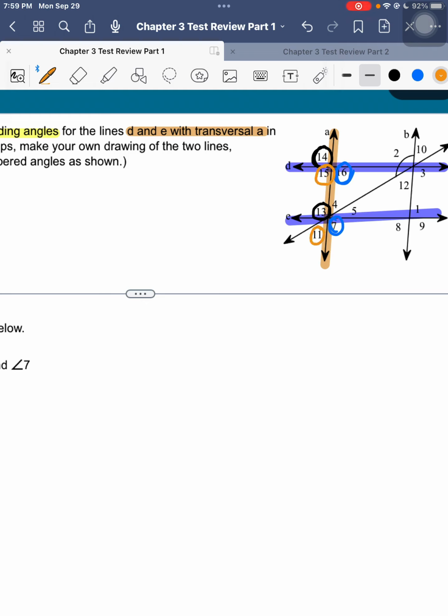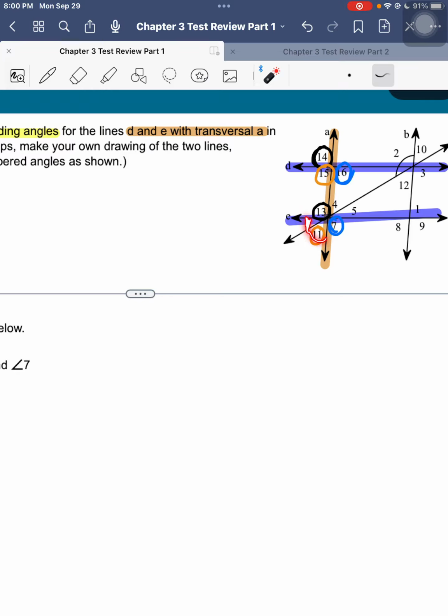16's corresponding angle is 7. Now a lot of people might think that 15 and 11 are corresponding angles, but they're not. And why aren't they? Because of this space right here. Do you guys see this little space, this little angle right here?